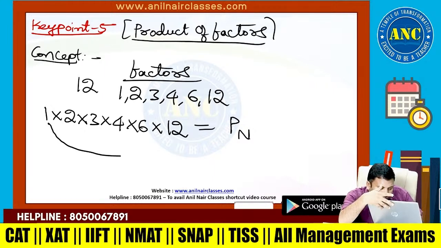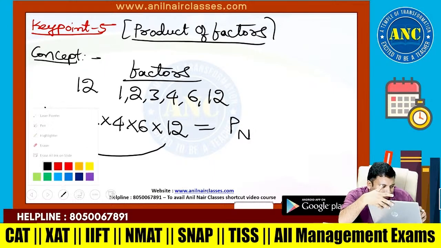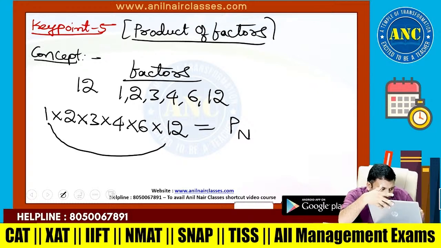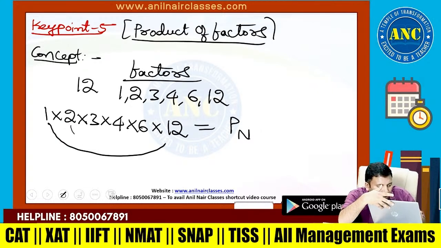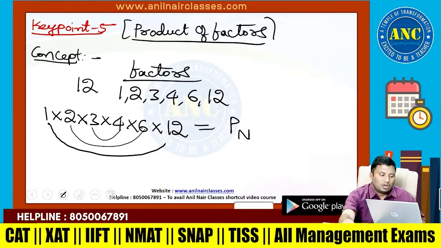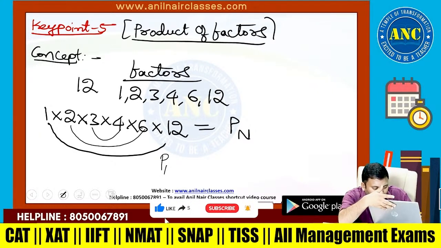1 into 12 is 12. 2 into 6 is 12. 3 into 4 is also 12. So Pn is nothing but 12 power 3.